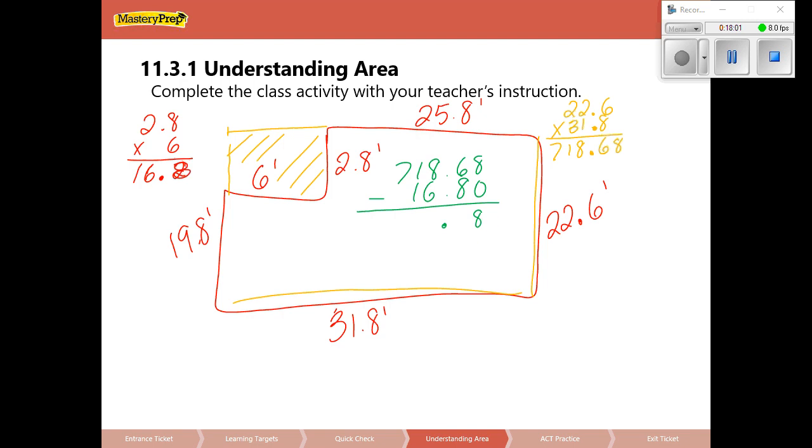8, 8, 7, 1. So if it measures out to about 701.88 square feet, how many square feet do we need to order? 702 at least.